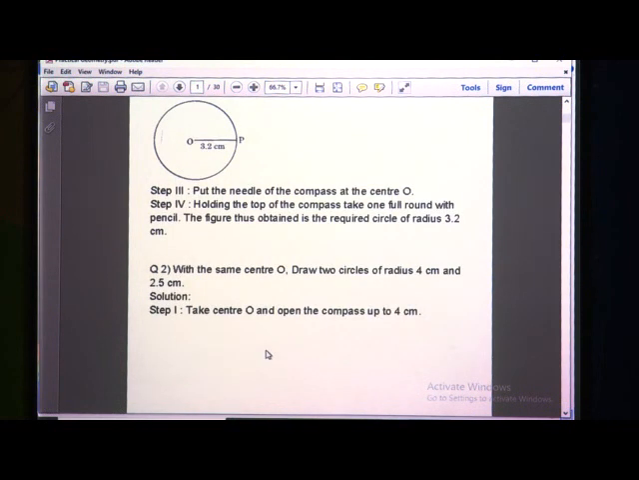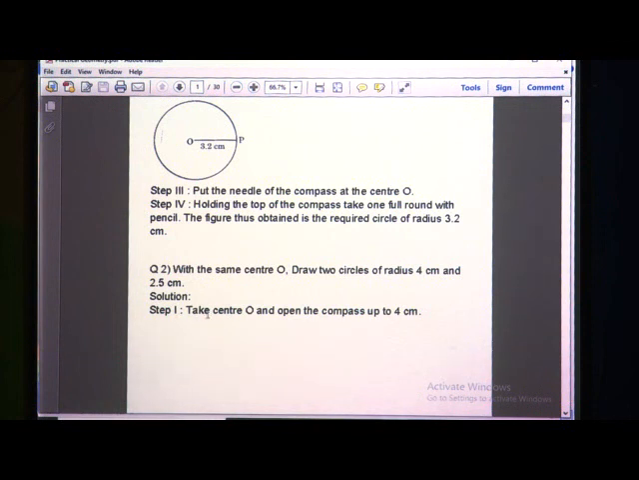Next example, question number 2. With the same center O, draw two circles of radius 4 centimeter and 2.5 centimeter. Now what we have seen is that the radii may be different, but we have the same center point, the same fixed point at the center. We call it a concentric circle. So here in this question we have two different radii but the same center. So let us see how we can construct this circle.